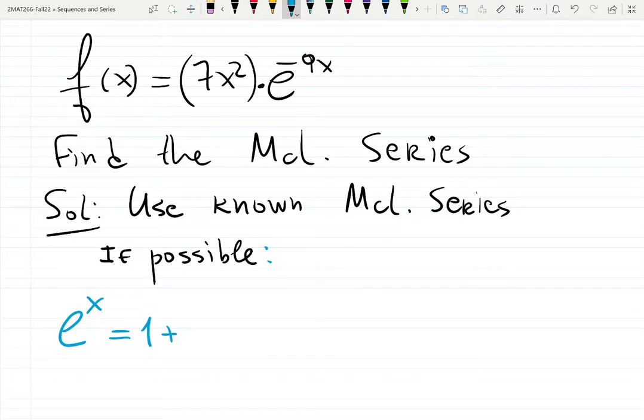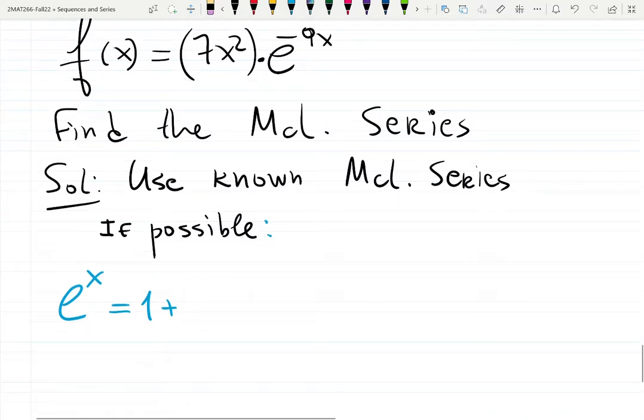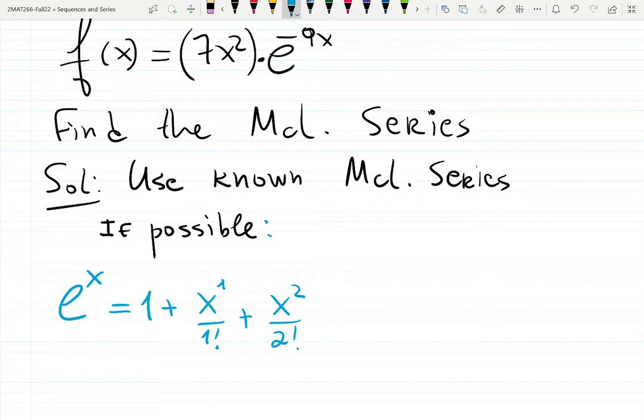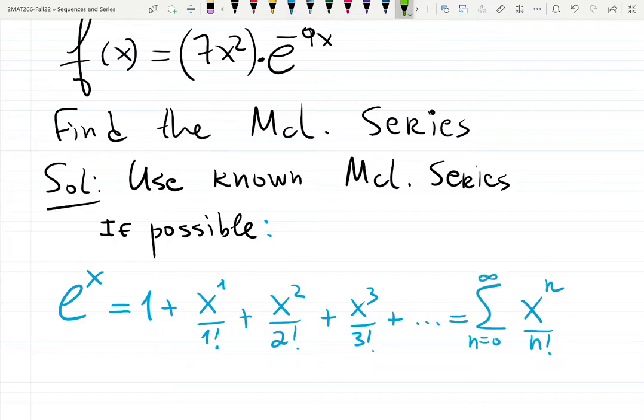1 plus... and I forgot, x over 2, 1 factorial, no, wait. I just remembered it in my office hours. 1 plus what? x to the 1 over 1 factorial. Okay, I got it. Over 2 factorial, over 3 factorial, and so on. Yeah, that's the simple one to memorize, which has a series, x to the n over n factorial from 0 to infinity. Good.